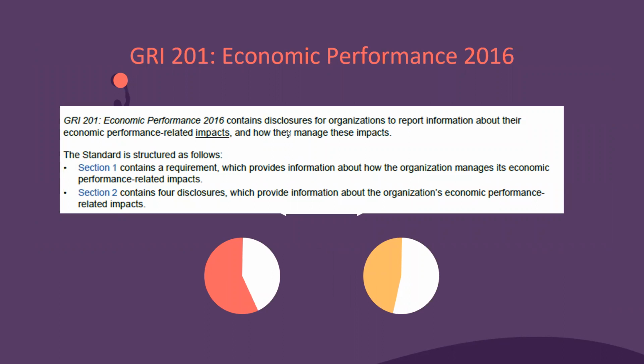It contains disclosures for organizations to report information about their economic performance related impacts and how they manage these impacts. So the standard is structured as follows. Section 1 contains requirements which provide information about how the organization manages its economic performance related impacts. And number 2, these are the disclosures required to be included in GRI 201 economic performance. Now class, really the intention to cover these different GRIs is to familiarize ourselves, not necessarily to memorize, because this is like our financial accounting. So in financial accounting, we have the standards.